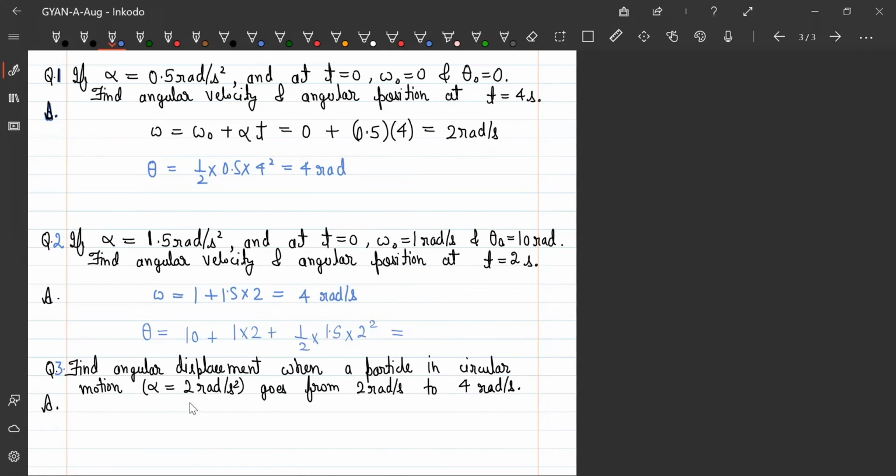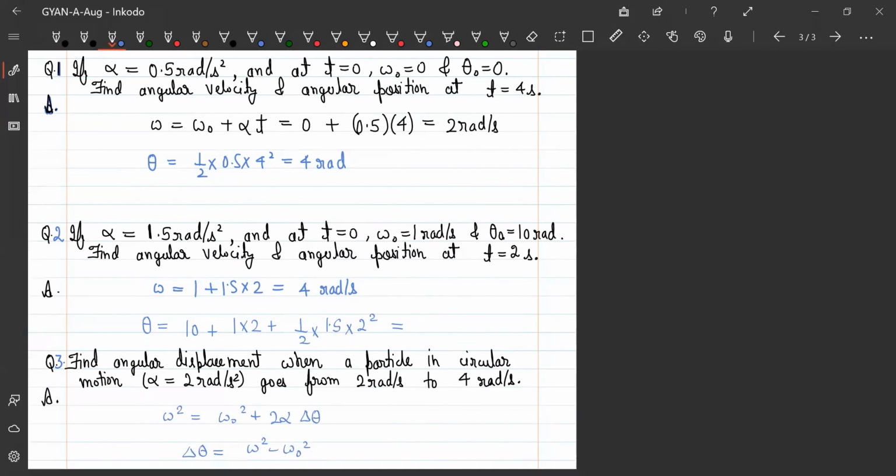क्वेश्चन नंबर 3 में अल्फा गिवन है और ओमेगा चेंज हो रहा है। I have to find delta theta. So I'll use this formula: omega square is equal to omega naught square plus 2 alpha (theta minus theta naught). Theta minus theta naught ही हमारा angular displacement है. So delta theta you have to find. That will be omega square minus omega naught square divided by 2 alpha.